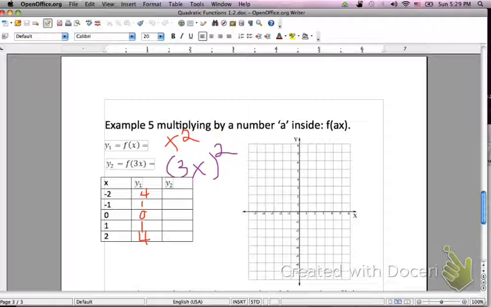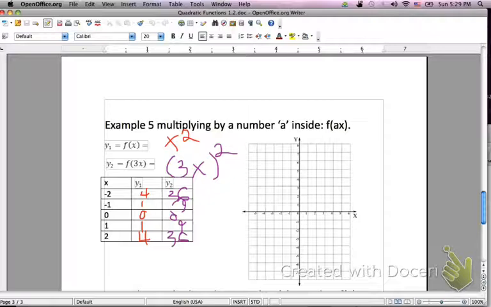Okay, so now I just have to multiply 3 times our x value before I square it. So a negative 2 times 3 is a negative 6. And 6 squared is 36. A negative 1 times 3 is a negative 3. Negative 3 squared is 9. 0 times 3 is 0. 0 times 0 is 0. 1 times 3 is 3. 3 times 3 is 9. 2 times 3 is 6. And 6 squared is 36.